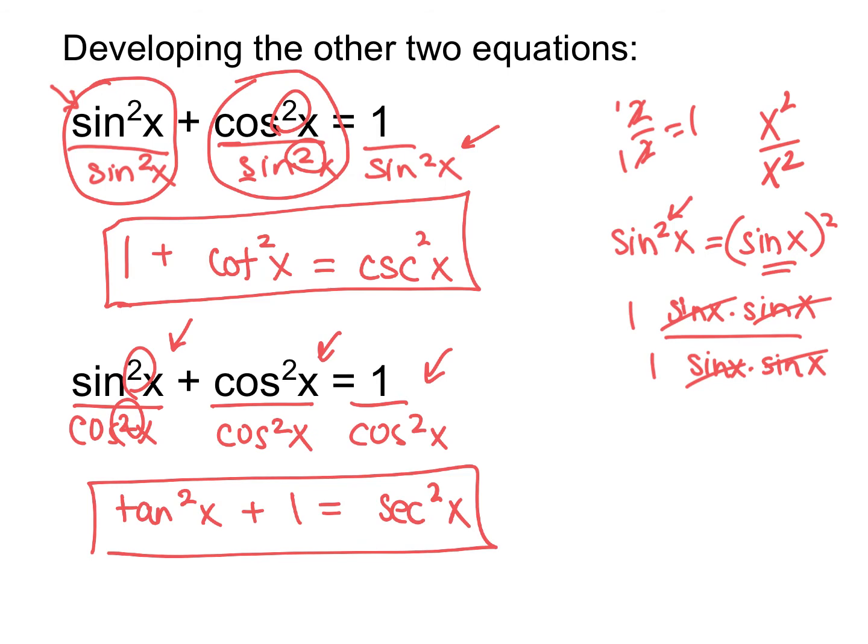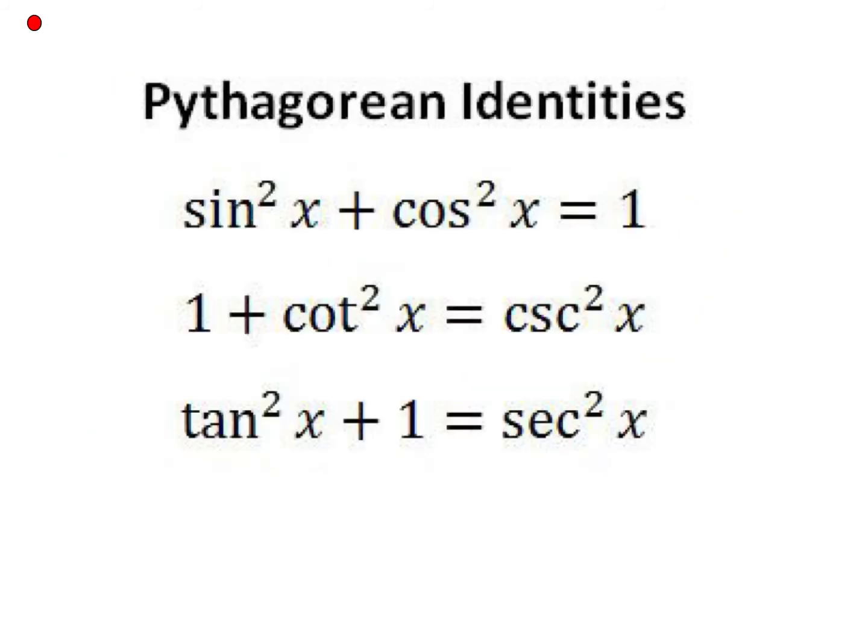So as long as you remember the first one, sine squared plus cosine squared equals 1, pretty easy, it's like a Pythagorean theorem, you can then develop the other two so you don't have to memorize all of them. And that's what you should do for your test. So here are the three identities. Again, you truly just have to memorize that one because you can develop the other two.